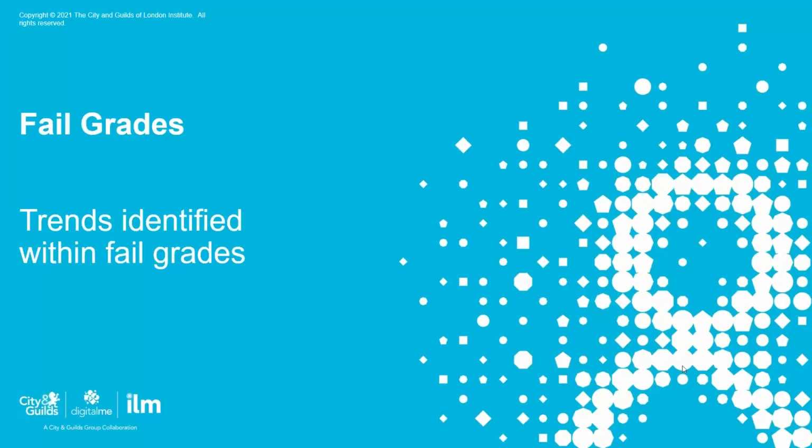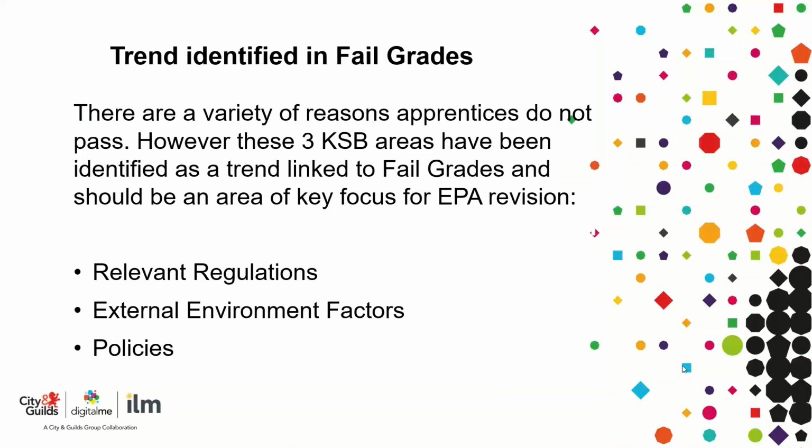Okay, so if we look at fail grades then, I'm sure nobody wants to see a fail grade, and there are some clear trends with why apprentices fail, and I will just spend a moment to let you know about these. Of the KSB areas, 3 in particular stand out as fundamental areas requiring apprentice support, and certainly areas worth revising prior to the EPA. We have identified that apprentices on the whole fail because of either low marks overall, or that they cannot provide suitable responses to cover these 3 areas.